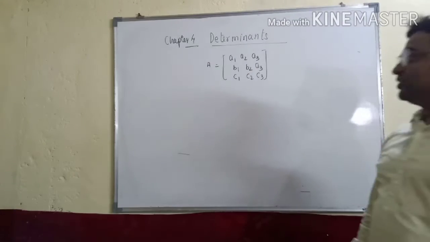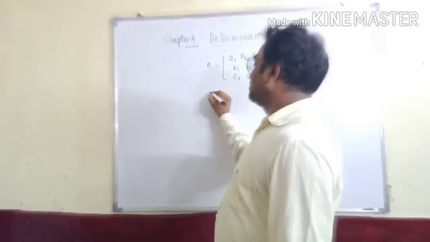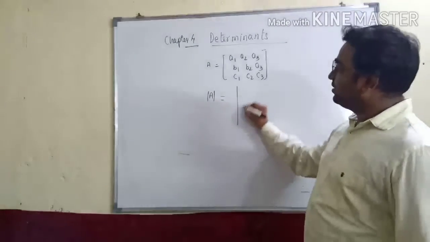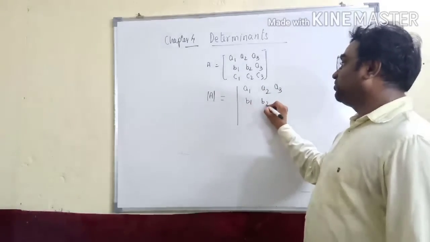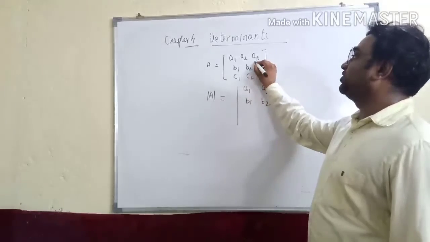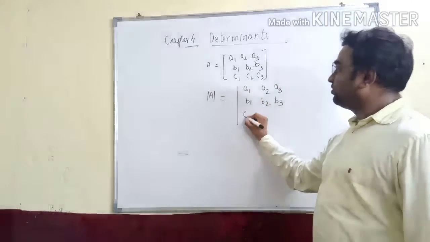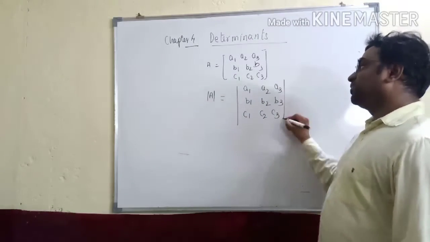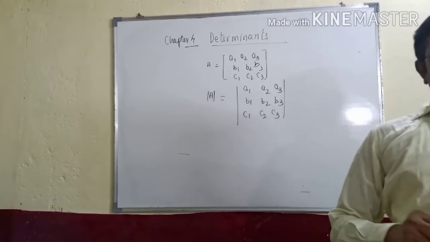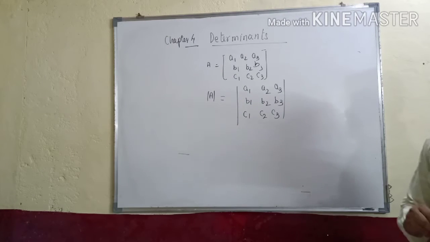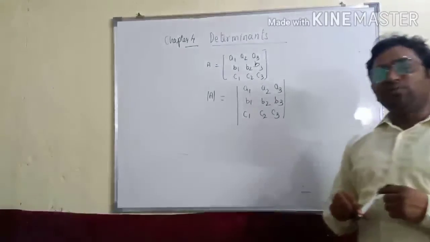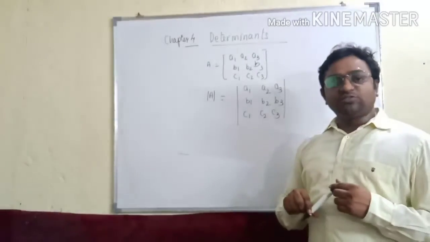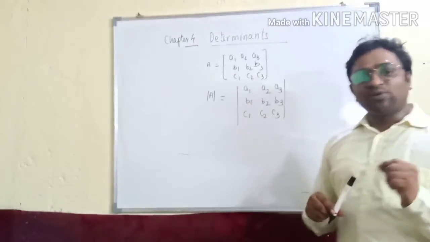If you have to find the determinant value of the given matrix, here we have to write it this way: A1, A2, A3, B1, B2, B3, sorry, here is B3, and C1, C2, C3. Now you have to understand the 2 cross 2 matrix was very easy, and finding the determinant was also very easy. But if there is a 3 cross 3 matrix, that is also complicated.